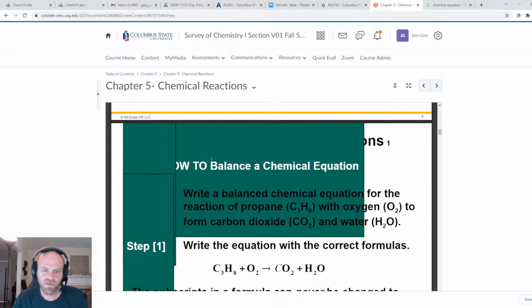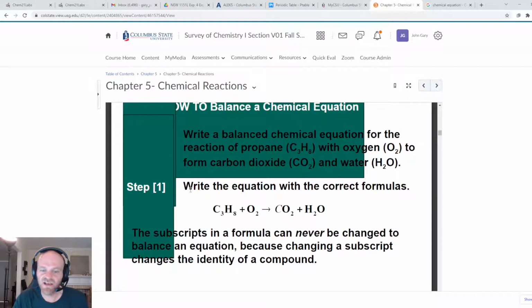Here is the problem. I don't guess y'all can see this as well. If you open it up in PowerPoint, it should be straight. Write a balanced equation for the reaction of propane C3H8 with oxygen O2 to form carbon dioxide and water.